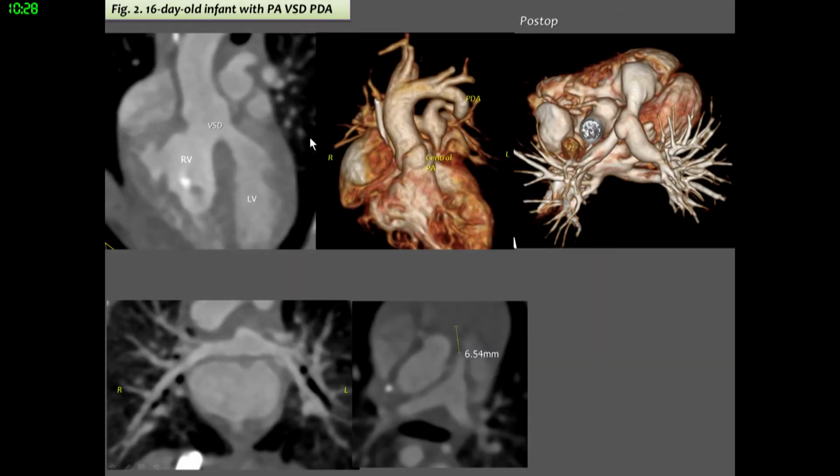In pulmonary atresia, blood supply to right and left lung also can be provided by a large PDA. An atretic segment can be measured by CCT. After surgery, we can evaluate morphology and diameter of the pulmonary artery.